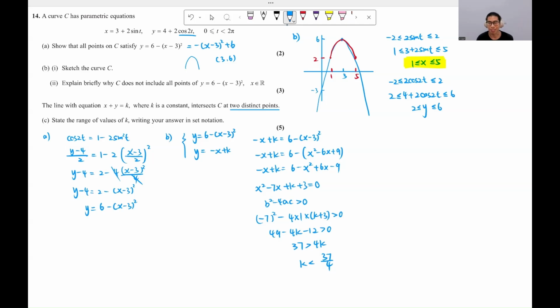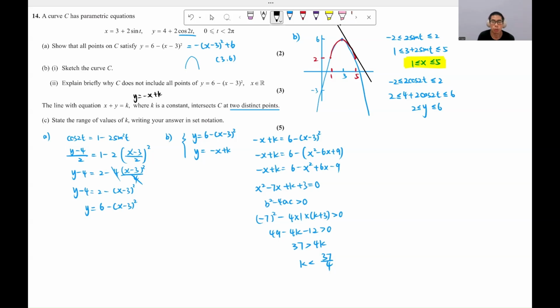And it's not done yet. Yeah, this is a parametric equation. It's all about the domain and range. So k is less than 37 over 4. So x plus y equal to k, so that means y equal to negative x plus k. So it's a negative straight line. So the gradient is negative, it has to be decreasing. So it has to look something like this.